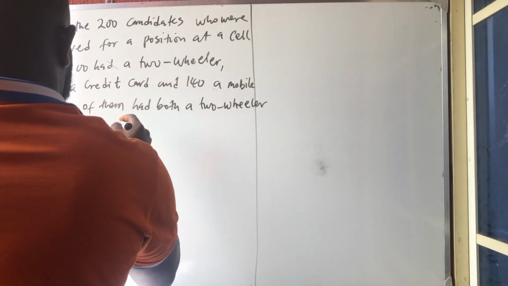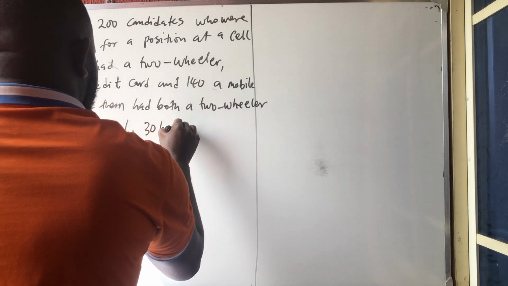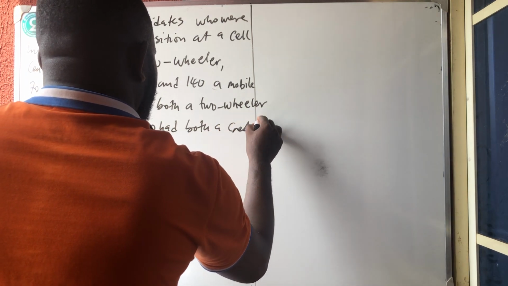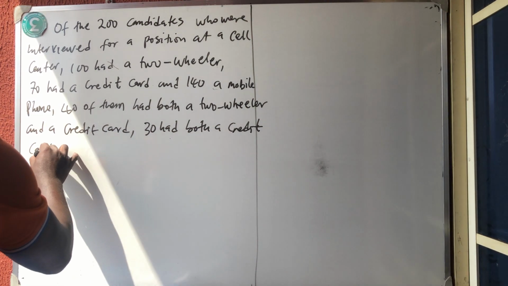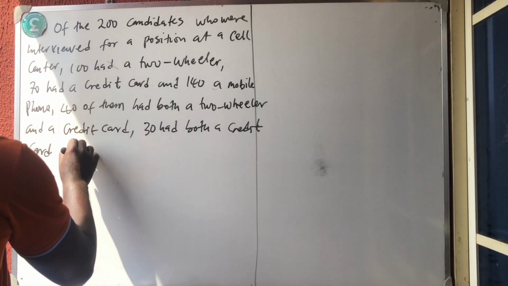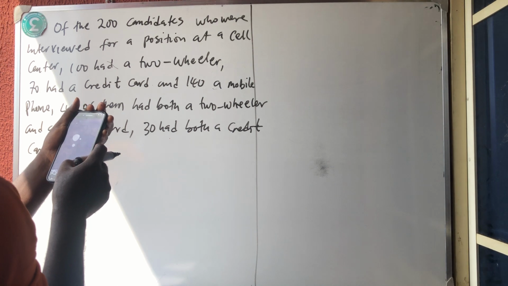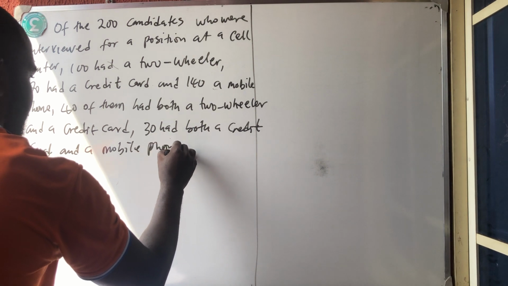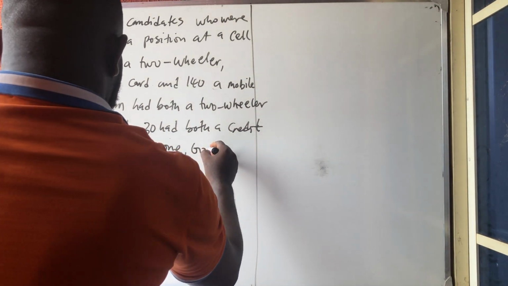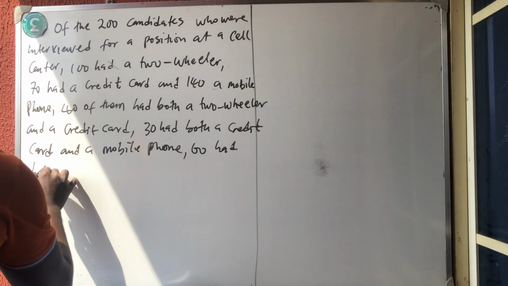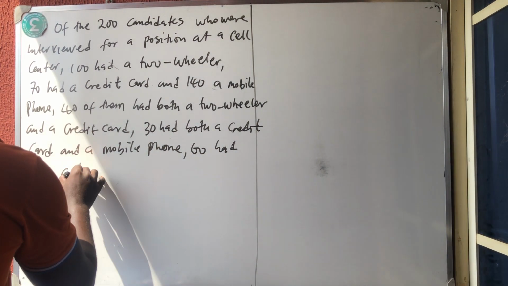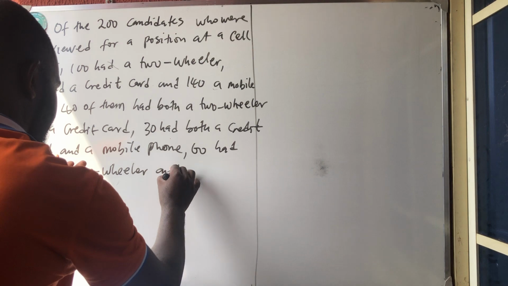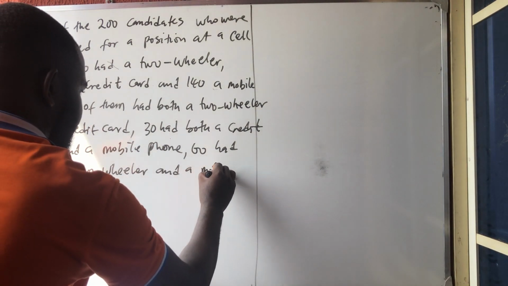30 had both a credit card and a mobile phone. 60 had both a two-wheeler and a mobile phone.